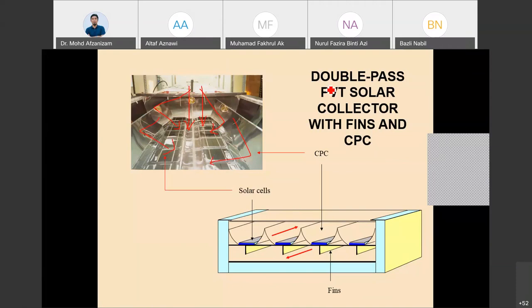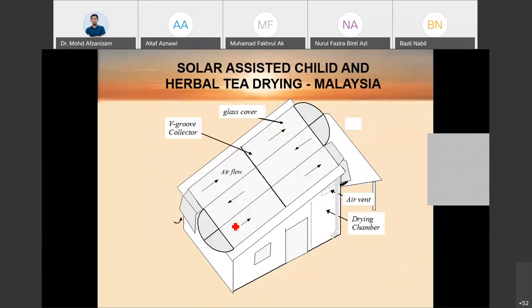So that's the thing. The double means that they go on the top and on the underneath of the collector. Okay. And this blue is the solar cell. The solar cell produces electricity, maybe to circulate the hot air to enter the system or to exhaust the system. The fin is how they try to increase the area, with more contact area to absorb the heat, so that the temperature of the collector increases accordingly. So this is another approach of the solar collector in terms of air.